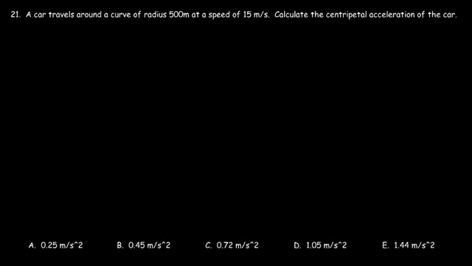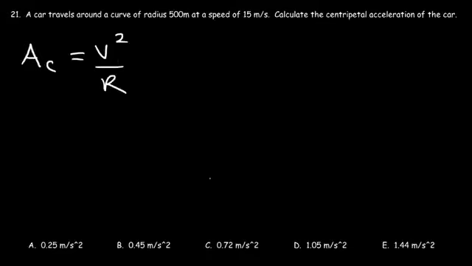Number 21. A car travels around a curve of radius 500 meters at a speed of 15 meters per second. Calculate the centripetal acceleration of the car. The formula that we need to calculate centripetal acceleration is v squared divided by r.